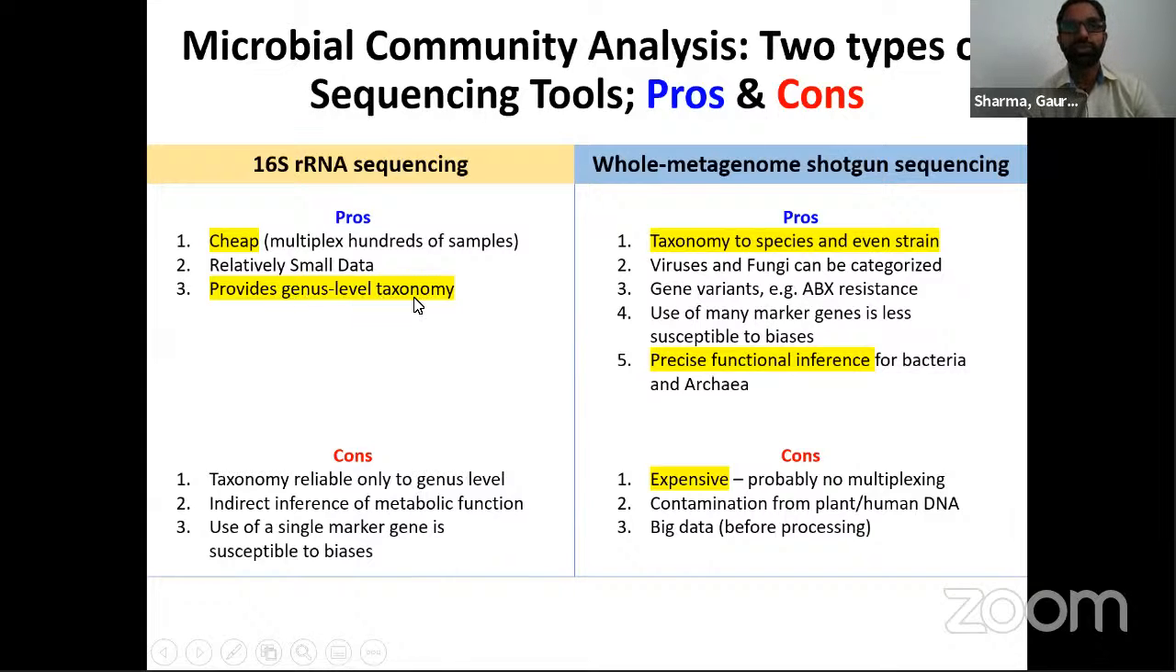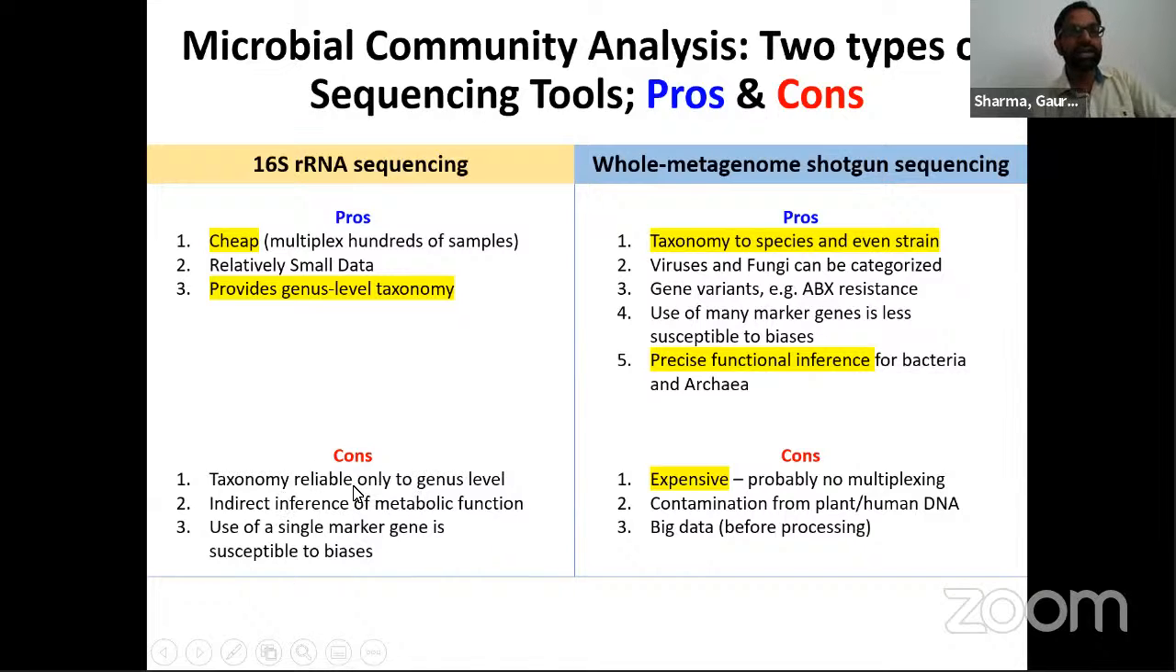It will provide genus level taxonomy. If you are aware of taxonomy, there are different lineage levels: what is the kingdom of any particular organism, what is the class, the phylum, the order, the family, the genus, the species. All these are different levels in taxonomy. 16S RNA sequencing gives us only genus information. However, shotgun sequencing will also give us information at species level or strain level, so it has quite some depth, while 16S doesn't have that much depth.